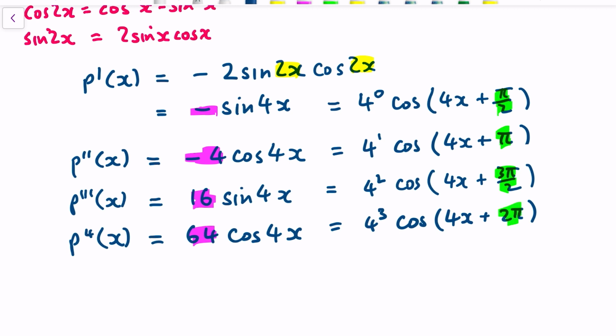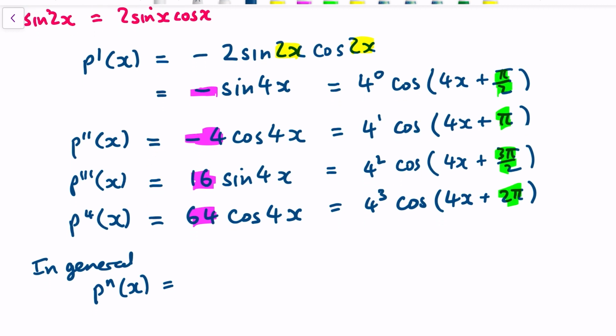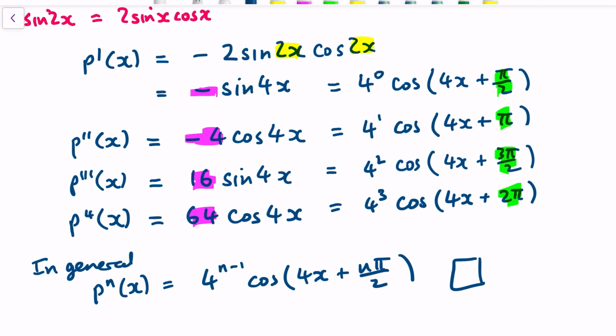So in general, whilst not really a proof, we've established the periodic nature of it and the fact that when we differentiate sine, we get back to sine 4 derivatives later. Okay, 4 to the n minus 1 cos 4x plus n pi over 2. It's not a funny looking n, it's pi over 2. Happy days.